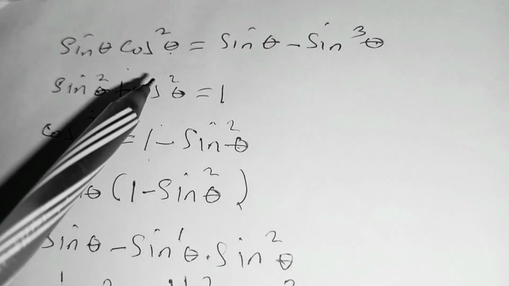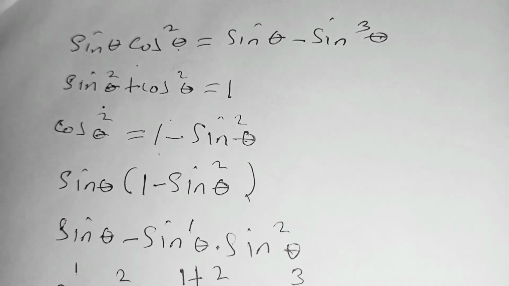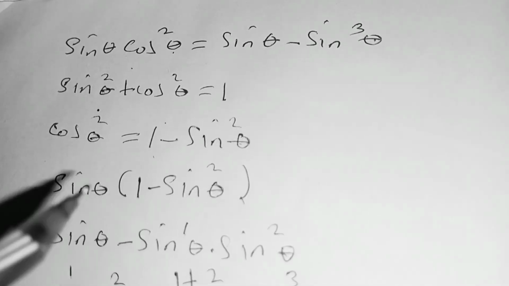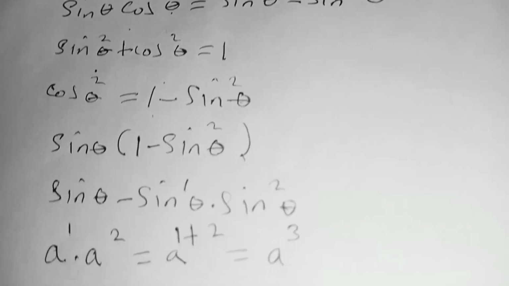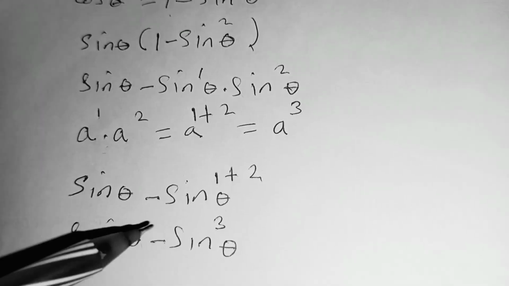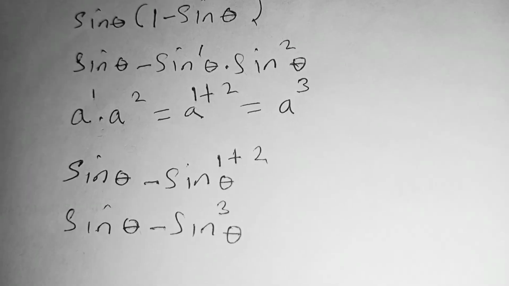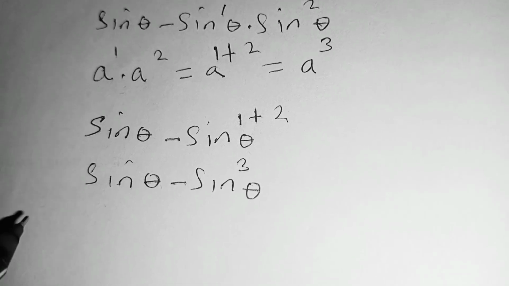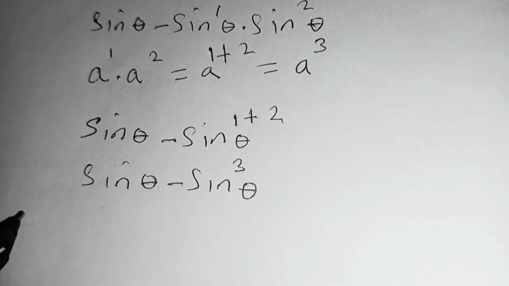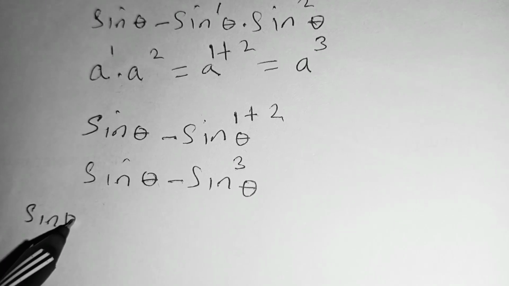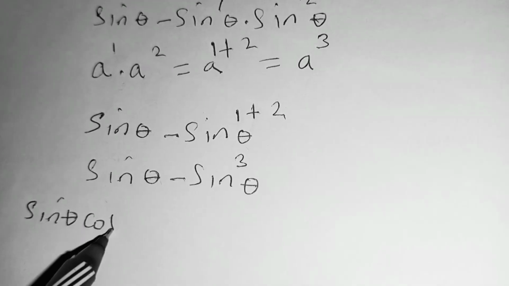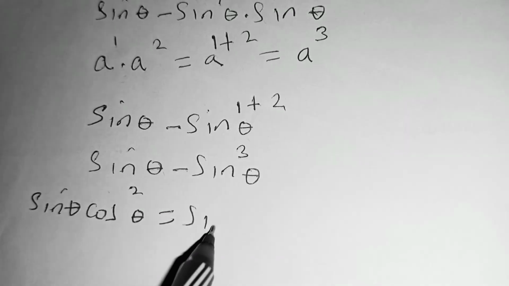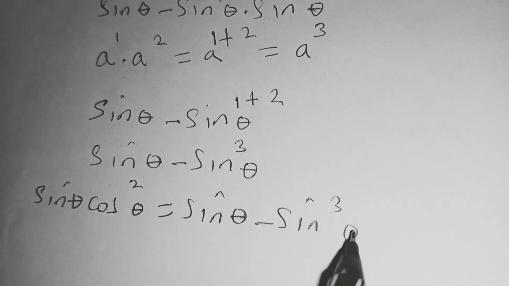And now you can clearly see that the left hand side is equal to the right hand side. So since the left hand side is equal to the right hand side, that is the end of our proof. Kindly remember those simple steps. In case you forget, you can watch the video again so that you remember. So it is clear that sine of theta multiplied by cos squared theta is equal to sine of theta minus sine cubed theta.